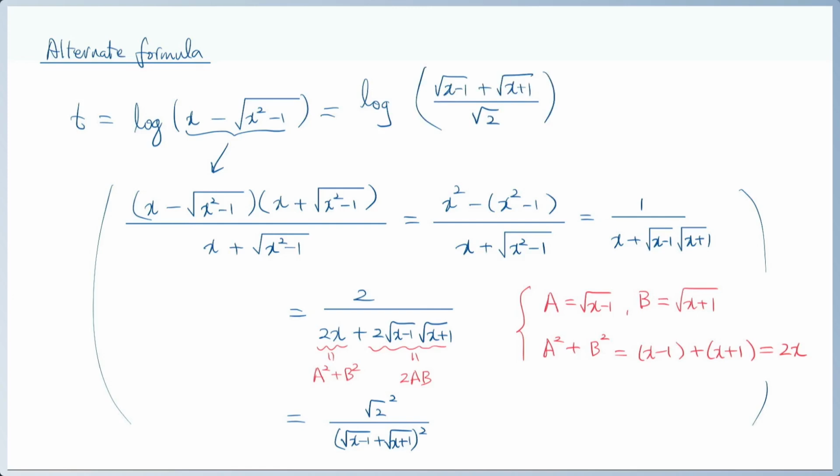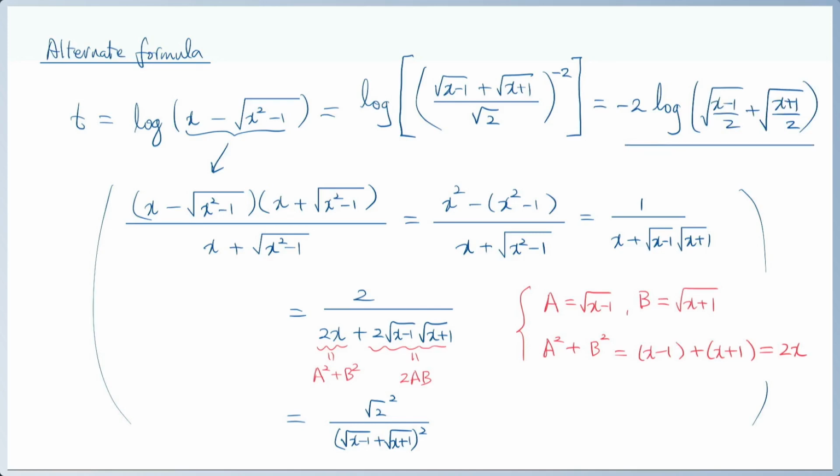Everything squared, but I flipped it. I flipped top and bottom. So not just 2, but negative 2. That allows me to pull negative 2 outside, and I get log root, and let me combine the roots together: root of (x minus 1) over 2 plus root of (x plus 1) over 2. And this is how you get the alternate formula.